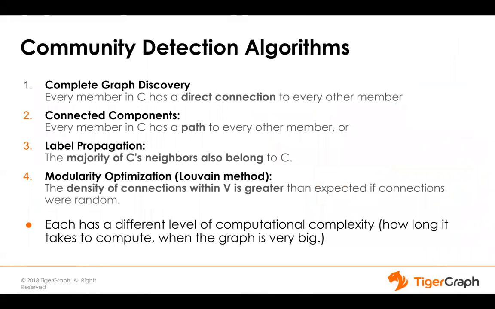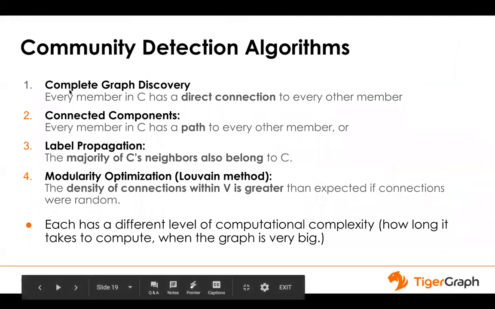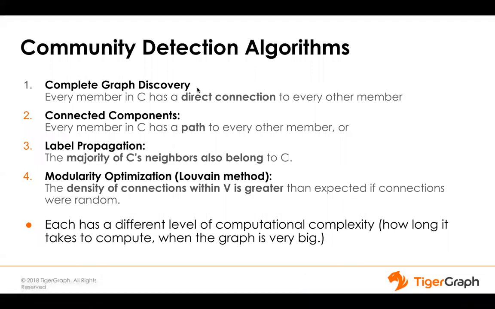So there's actually a name for the 4 different cases I've discussed. Again, the first one we called complete graph. So an algorithm which finds that for you would be called a complete graph discovery algorithm. The second case is called connected components. The third case, there's maybe a couple different ways you could do it, but the most common method is called label propagation. And the fourth one is called modularity optimization, and probably the best method to use these days is the Louvain method, named after the University of Louvain in France, because they found the fastest way to compute it.